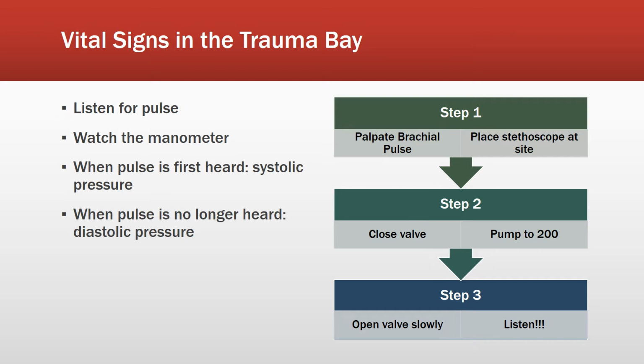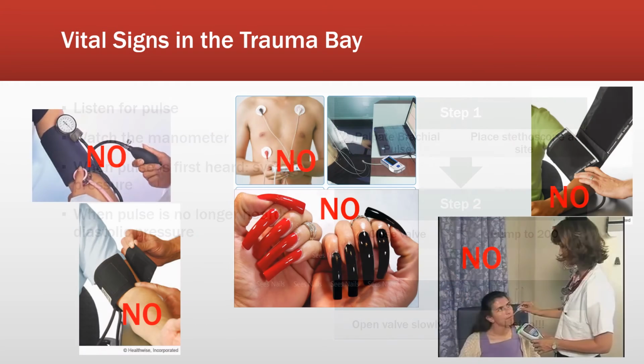And as you listen, when you first hear their pulse, the number that's on the manometer at that point is your systolic pressure, and when the pulse is no longer heard, that's your diastolic pressure.